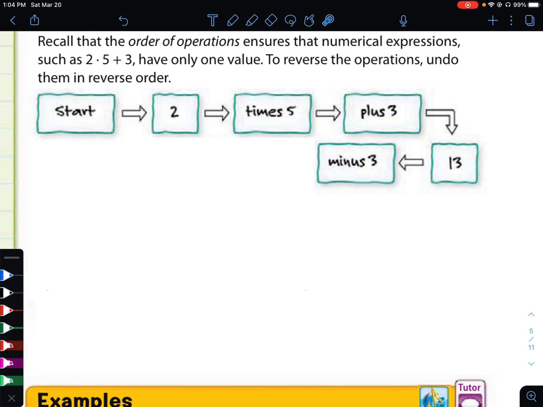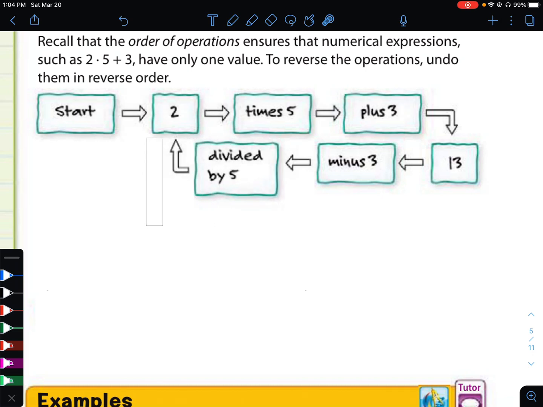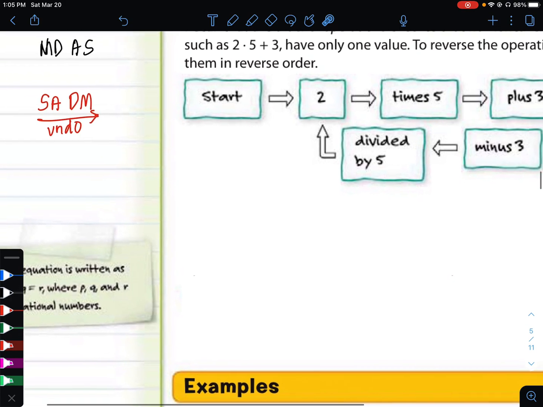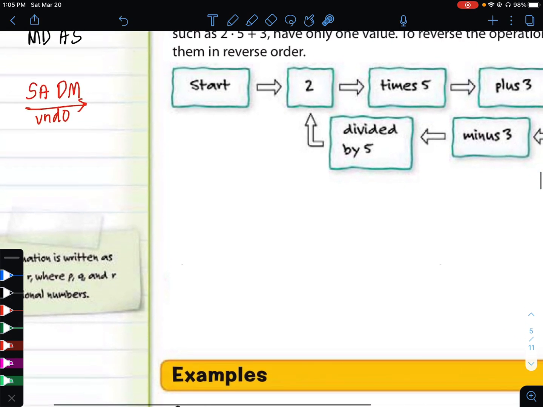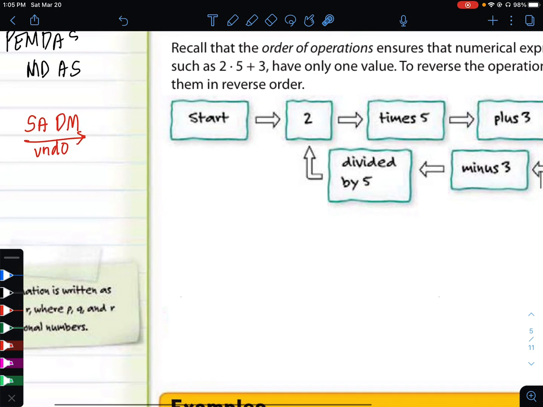So after subtracting 3, since we are multiplying by 5, instead of multiplying by 5 now, we divide by 5. And if you notice, you go back to the original number, which is 2. Again, we've reversed the operations, and we reverse the order of operations for us to be able to work backward in this particular problem.